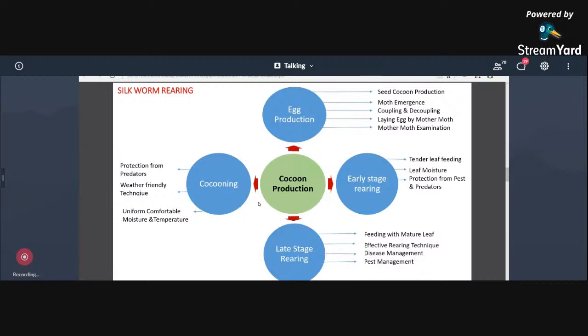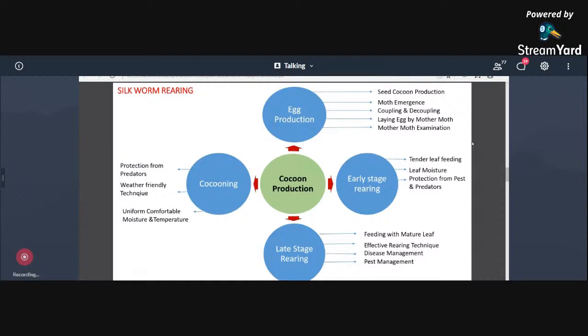Cocooning is also a scientific process, and in this stage, about 15 to 20% of ripened worms are lost. And if the climate has high humidity, rainfall, or high temperature, then they will not be able to cocoon in full swing.